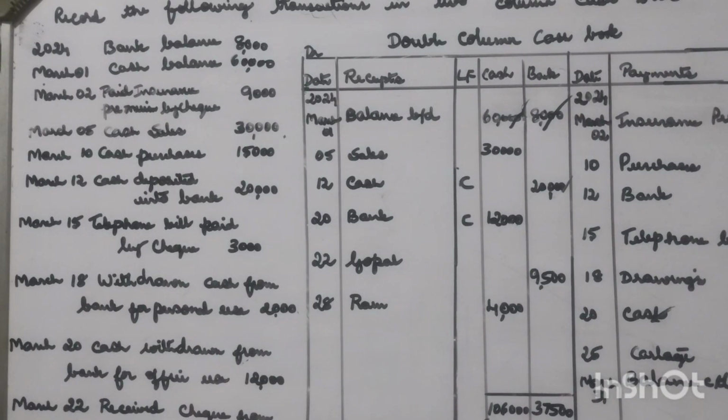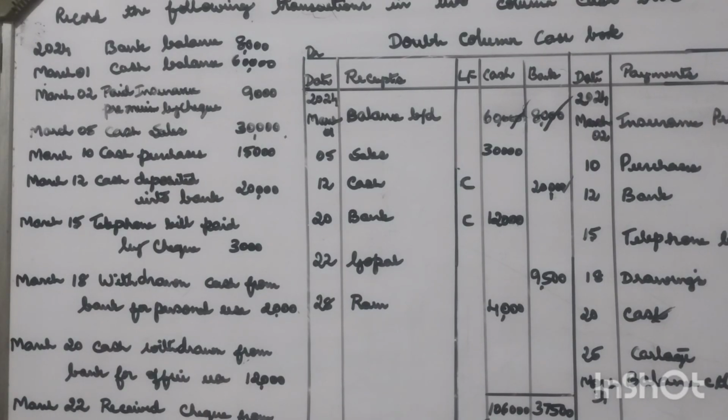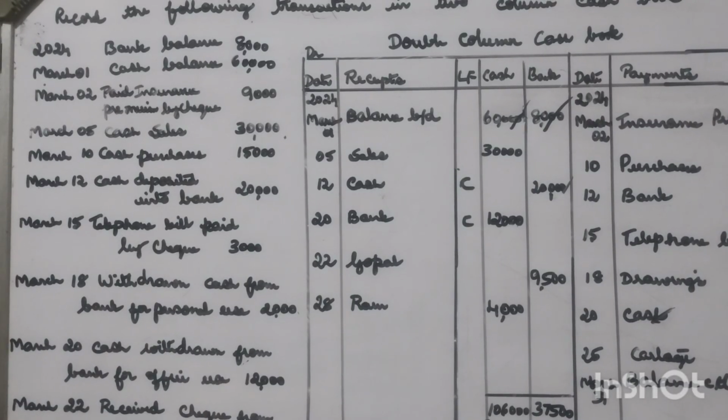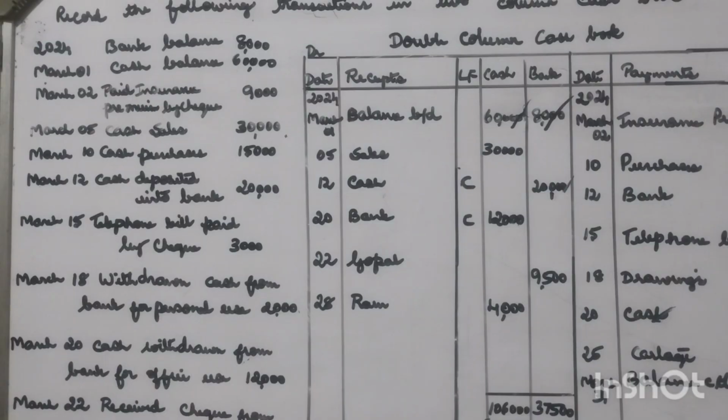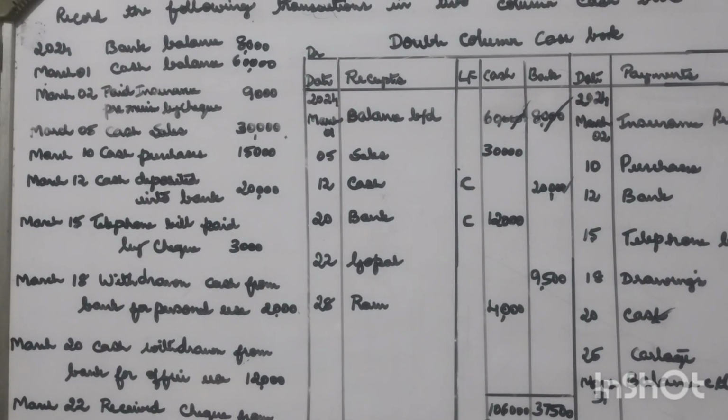So this is one of the contra entries. Deposit of cash into bank, withdrawal from the bank are considered as contra entries. If the withdrawal is made for personal purpose, then it has to be treated as drawings. If it is withdrawn for office purpose, then it has to be considered as contra entry.